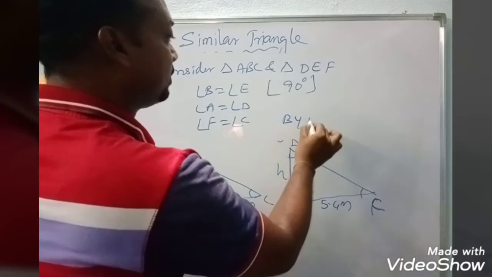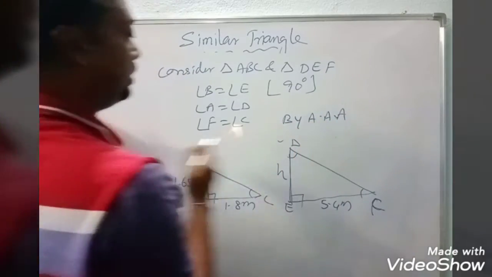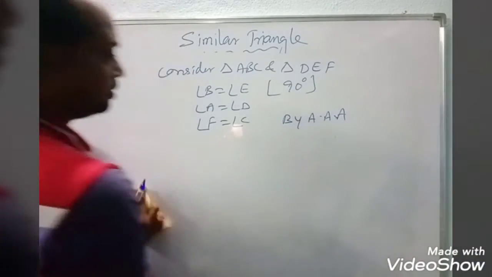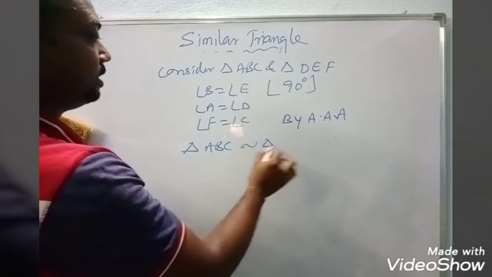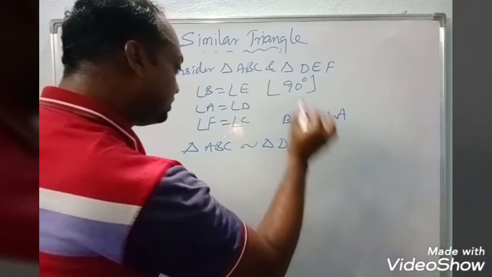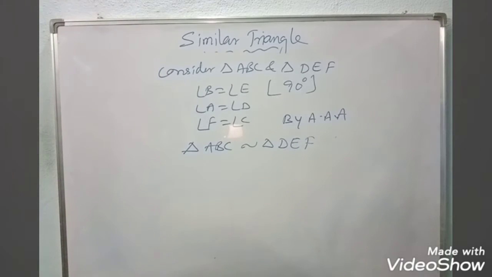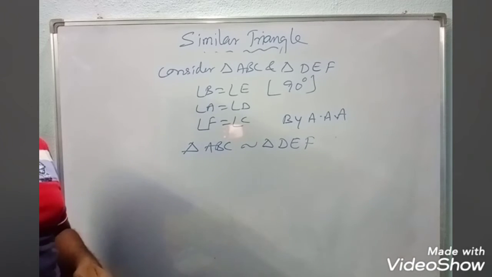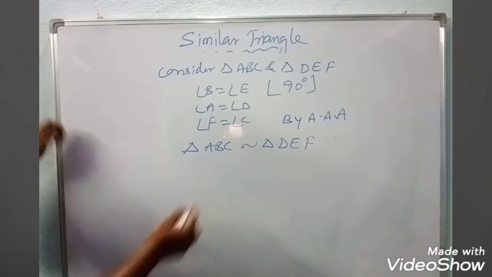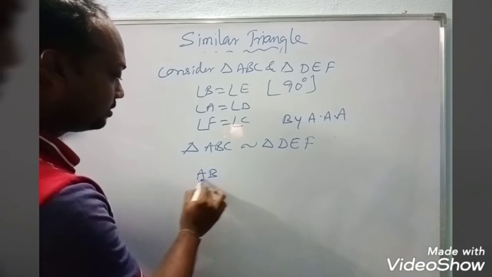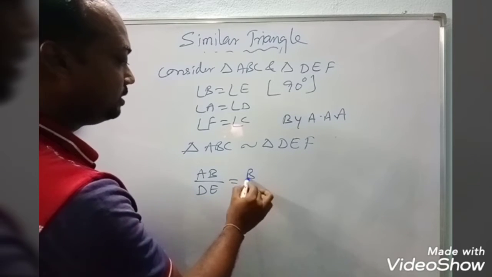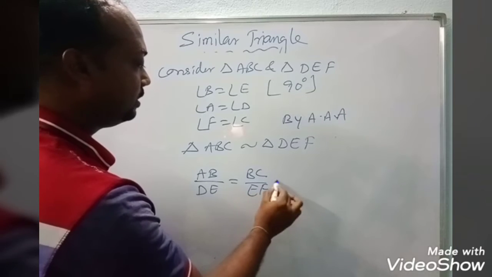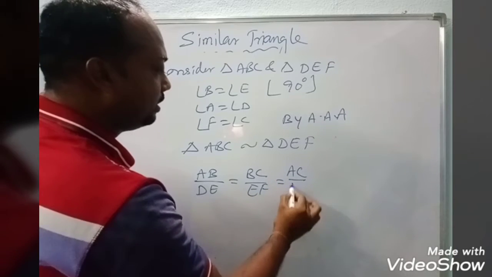So by AAA property, I can say the two triangles are similar to each other. So therefore we can say triangle ABC is similar to triangle DEF. Now if the triangles are similar to each other, then their corresponding sides are in the same ratio, right? The corresponding sides in the same ratio means here we have taken AB divided by DE is equal to BC by EF is equal to AC by DF.